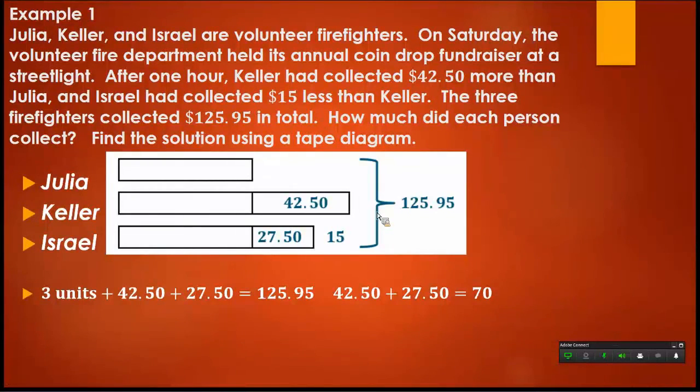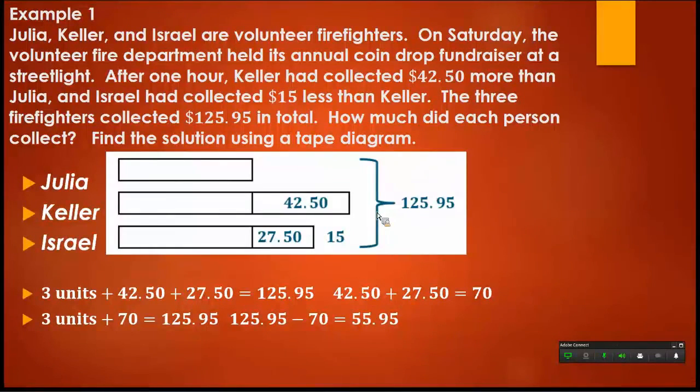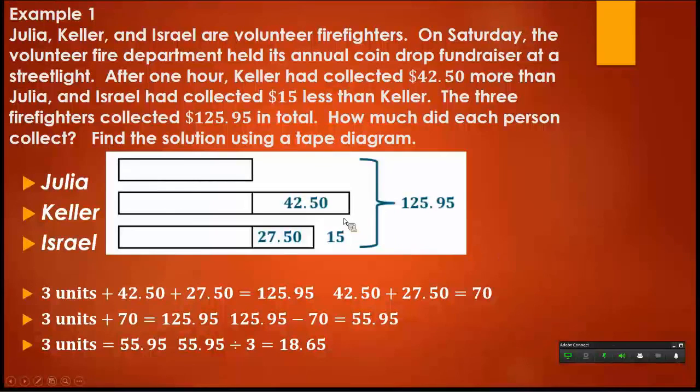So 3 units, because those 3 rectangles, we don't have any value in those 3 rectangles. So 3 units plus $42.50 plus $27.50 equals our grand total of $125.95. Well, if we look at this even further, $42.50 plus $27.50 equals 70. So we're going to subtract 70 from $125.95. If we do that, we get $55.95. So that means that the 3 units, those 3 rectangles, equal $55.95. So we're going to divide that by 3. Each individual rectangle equals $18.65.